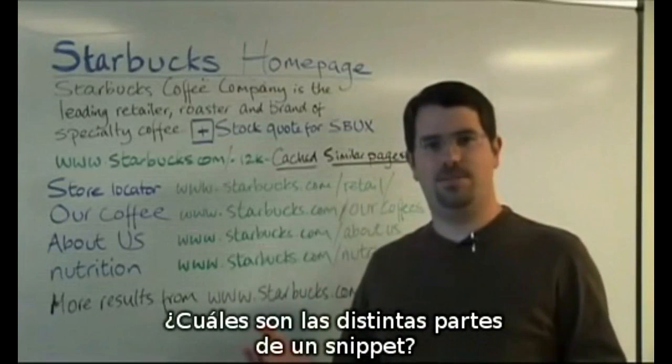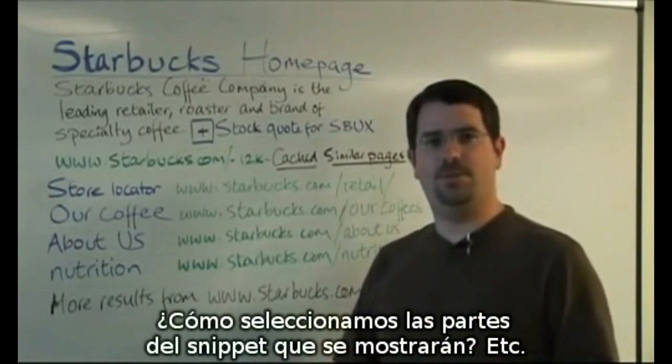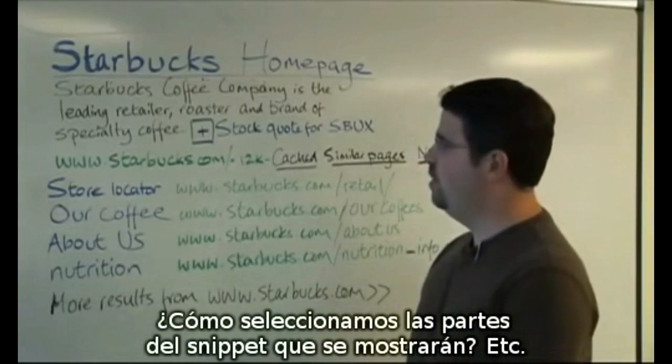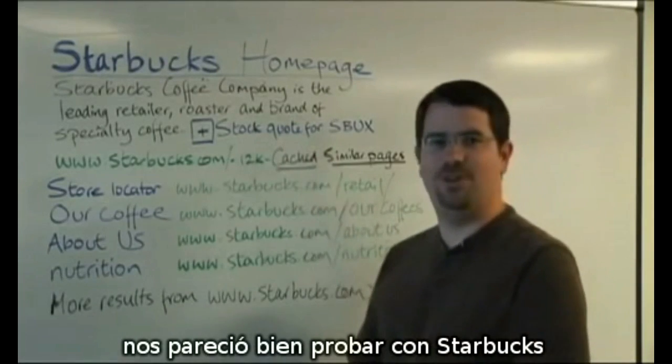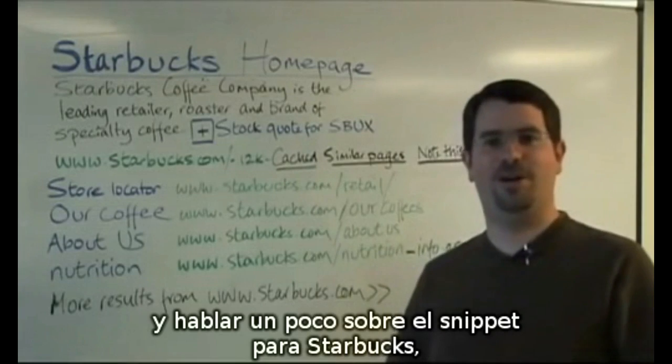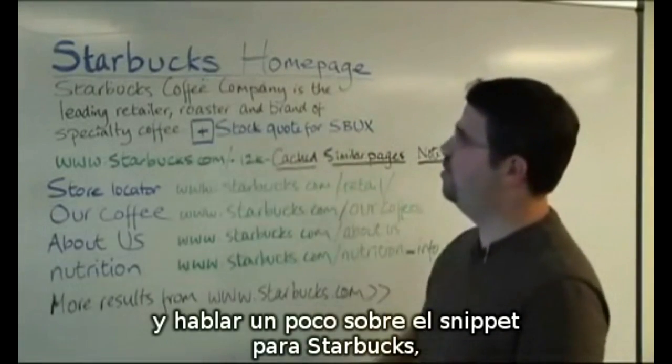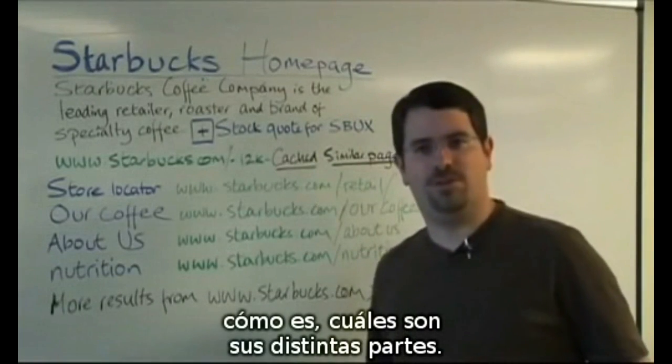What are the different parts of a snippet? How do we choose which parts of a snippet to show? What gets shown? All that sort of stuff. So since we're up in the Pacific Northwest, it seemed fitting to try Starbucks and just walk through this snippet for Starbucks and what it looks like and talk through the different parts.